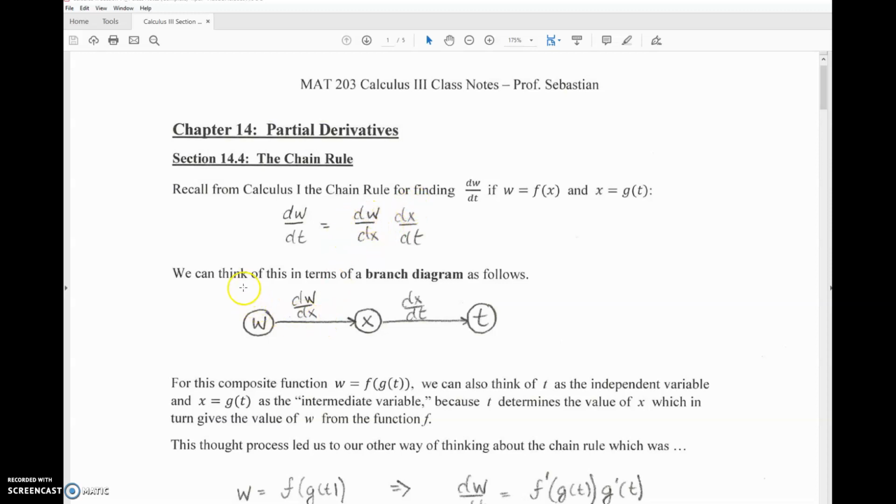But you can think of this in terms of a branch diagram as follows. So we have to get from the function w, which has the independent variable x, and then x itself has the independent variable t. So to get from w to t, we have to pass through x. So dw/dt is going to be the derivative of w with respect to x times the derivative of x with respect to t. And that's kind of how you use these branch diagrams.